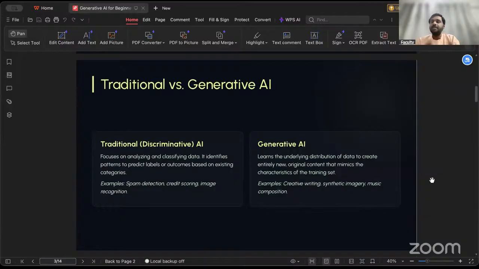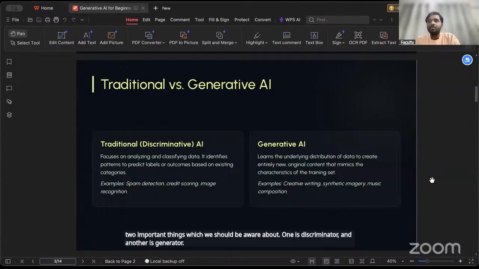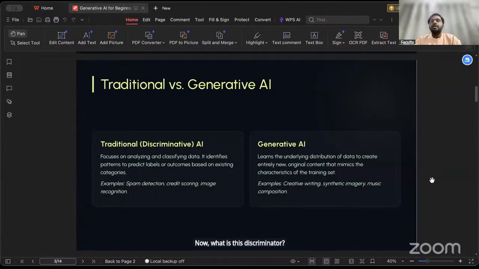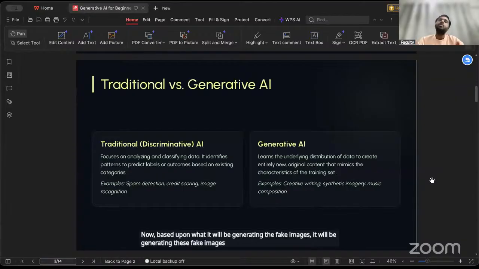Now what big change is there in generative AI? How does generative AI work? Ideally, when we talk about generative AI, there are two important things we should be aware of: one is the discriminator and another is the generator. What are this discriminator and generator? The generator will generate synthetic images. What do we mean by synthetic images? Synthetic means nothing but fake images. It will generate these fake images based upon your original data.